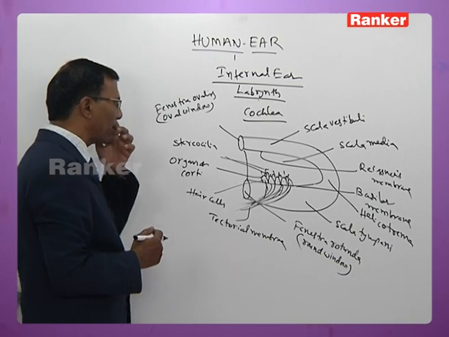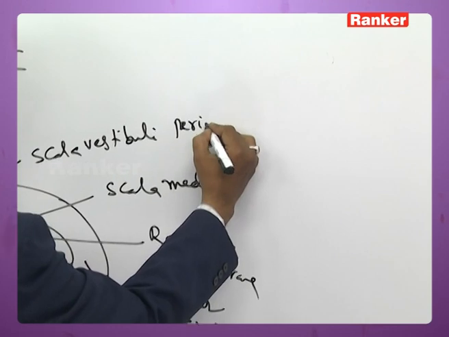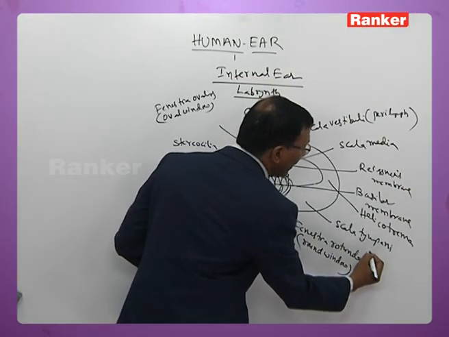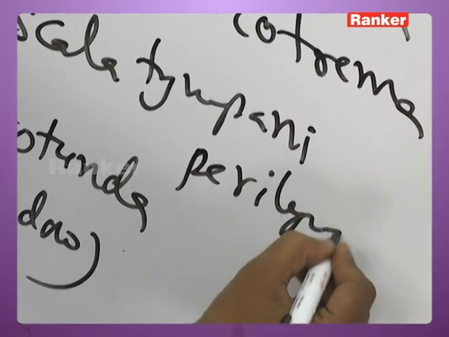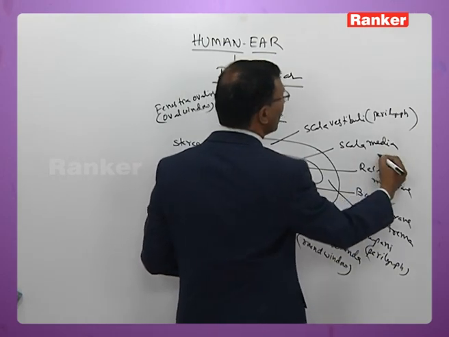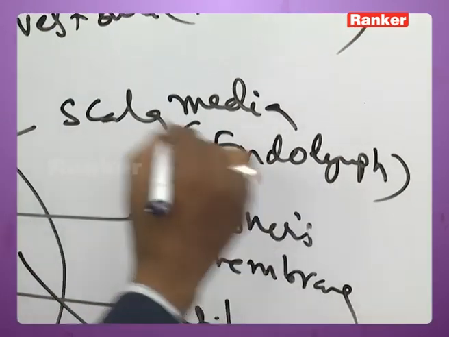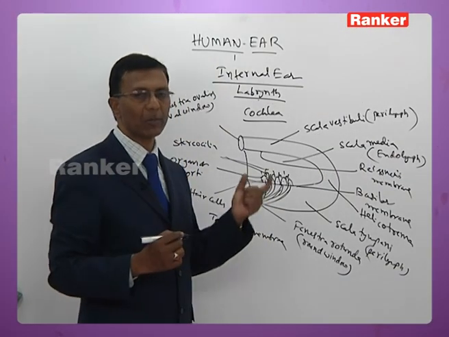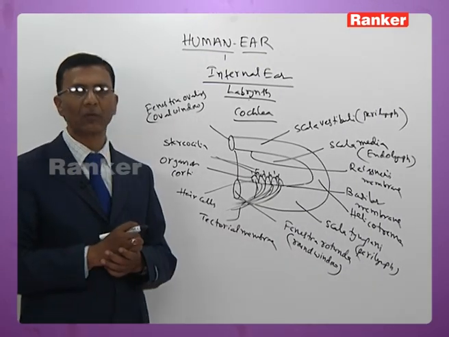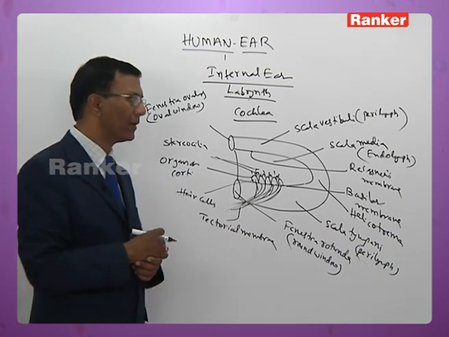Then one more important point, remember students, scala vestibuli is filled with perilymph, and even scala tympani is also filled with perilymph, whereas scala media is filled with endolymph. Scala media is filled with a fluid called endolymph. So the entire vestibule part is also filled with perilymph, that is sacculus, utriculus are also filled with perilymph.